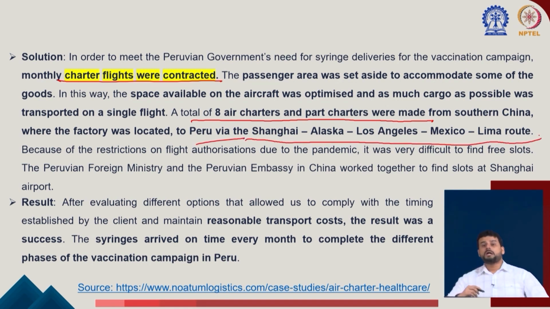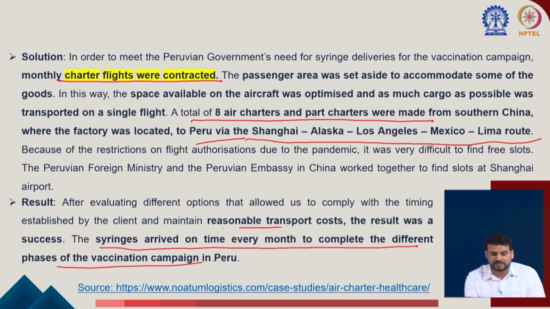They had to pick this difficult route because the slots were not available, and a continuous supply of syringes from Shanghai to Peru was required. The result: after evaluating different options that allowed us to comply with the timing established by the client and maintain a reasonable transport cost, it was a success, and the syringes arrived on time every month to complete the different phases of the vaccination campaign in Peru.